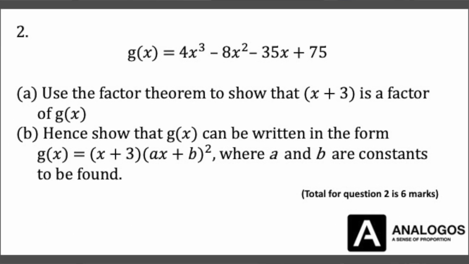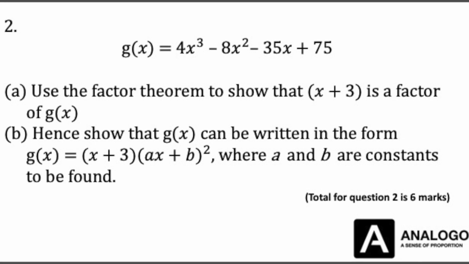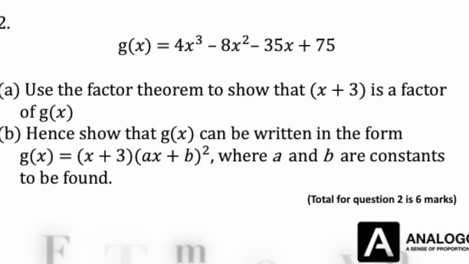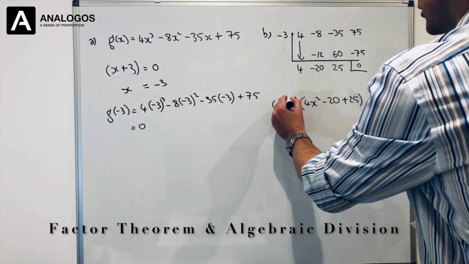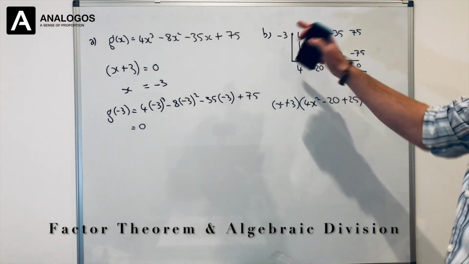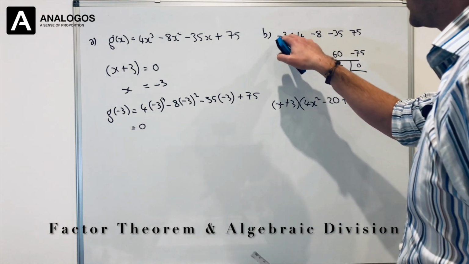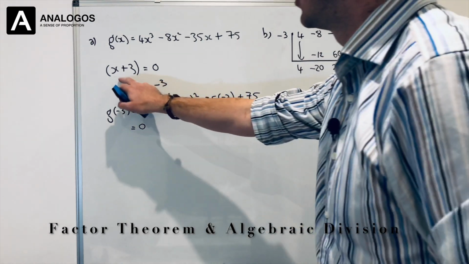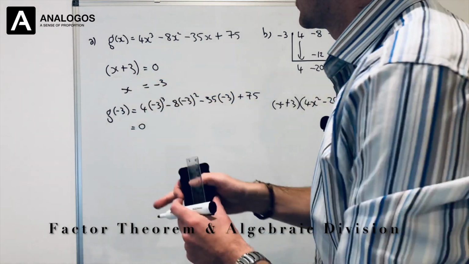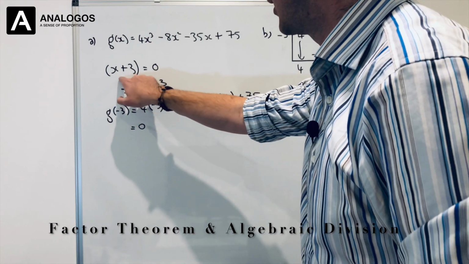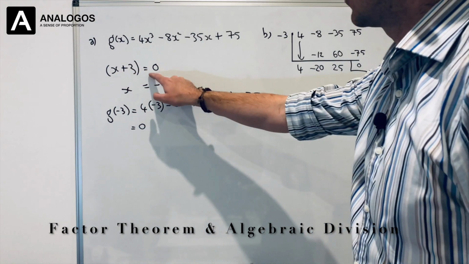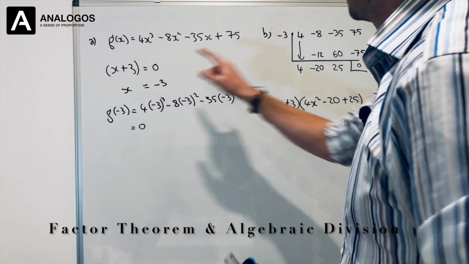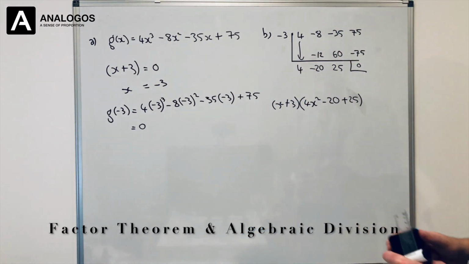So the question is, hence, show that g of x can be written in the form g of x equals x plus 3 bracket ax plus b all squared. So we have the x plus, oh, beg your pardon, that should be x plus 3. Yep, common mistake. X equals minus 3, but x plus 3 is the factor, as I did over here. I should practice what I preach. X plus 3 equals 0. X plus 3 is the factor, but x equals minus 3. Remember that, you have to set it equal to 0. Okay? Very common mistake, as I've just shown.